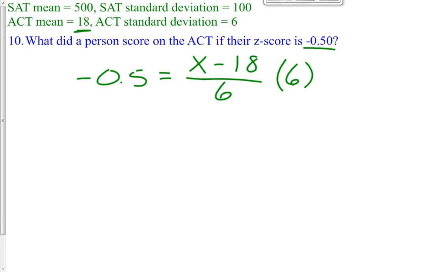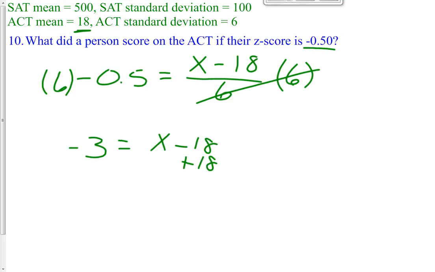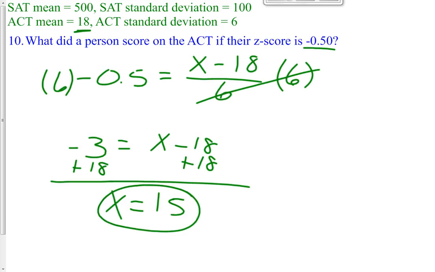Multiply both sides by 6 to get a negative 3. That equals x minus 18. Add 18 to both sides, and x equals 15. A person who is a negative 0.5 standard deviations left of the mean got a 15 on the ACT. Hopefully that made sense to you.